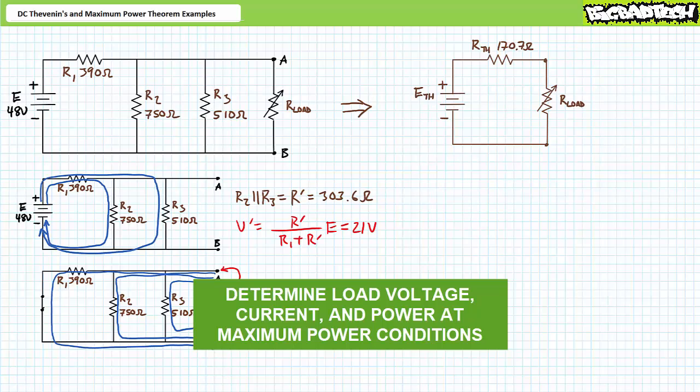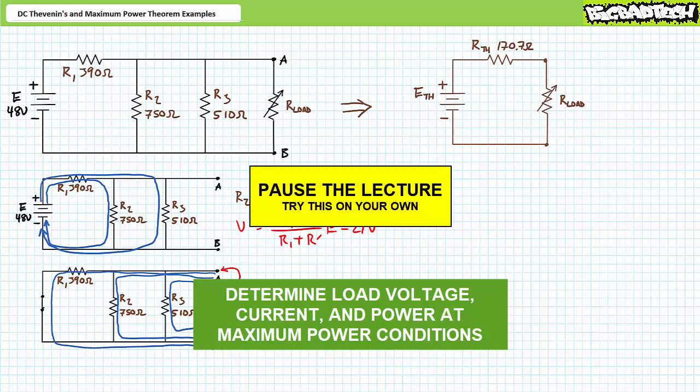Stage 2 of this illustrated example problem now dictates we determine the load resistance which receives maximum power. Additionally, see if you can solve for voltage, current, and power for the load at conditions of maximum power. By all means, pause the lecture and try stage 2 on your own. If you're tracking, you should have obtained the following results.